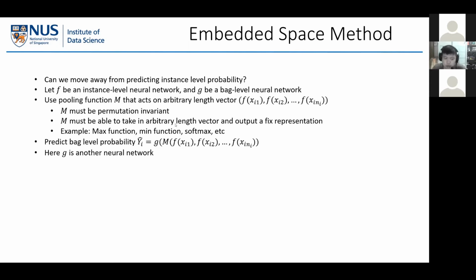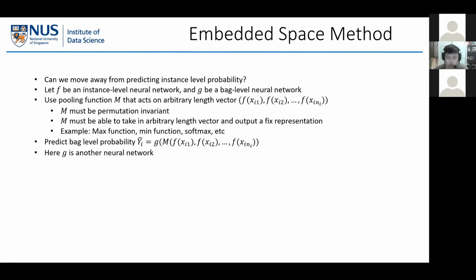What is an example of this? A max function, for example, or a minimum function would take in all of this and output a fixed representation. So that is one example. Then after we apply m to all these transformed instances, we can apply another neural network g to take in this fixed representation to finally output the bag probability.